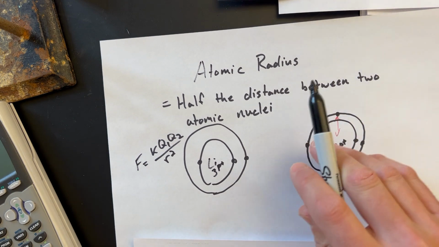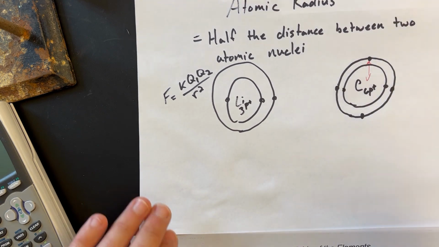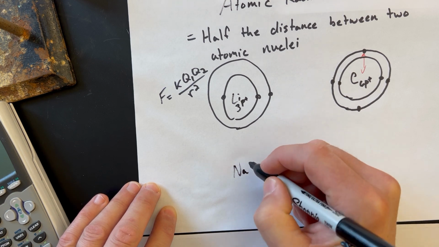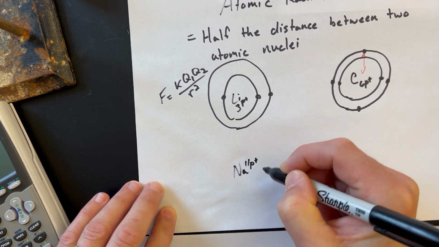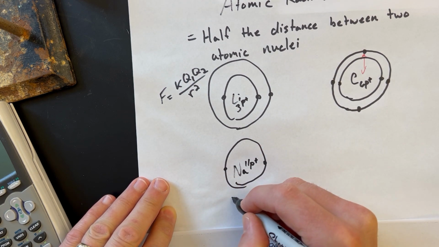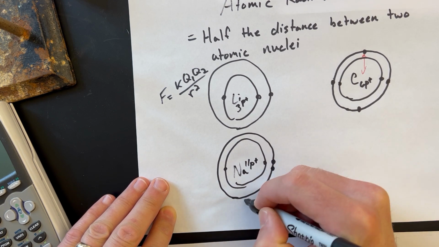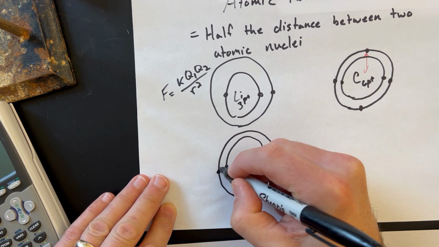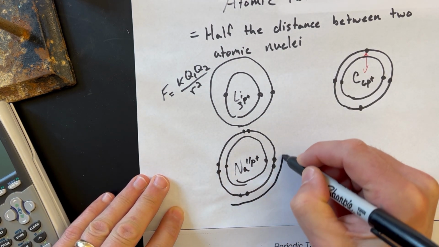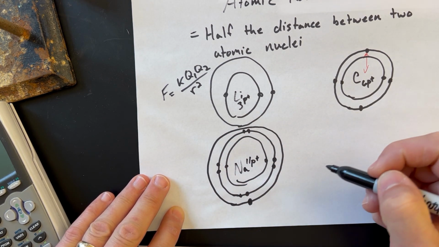Now, if we look within a group, we look at lithium. Again, lithium has 3 protons, and beneath lithium on the periodic table is sodium. Sodium has 11 protons. And so, like lithium, it has 1 electron in the first shell. In the second shell, it has 8 electrons. But unlike lithium, sodium has a third shell, and that third shell has 1 electron.